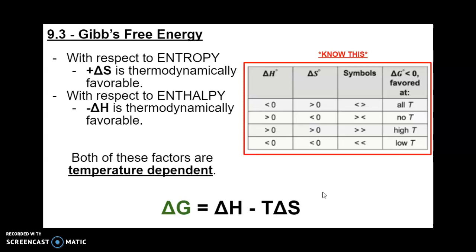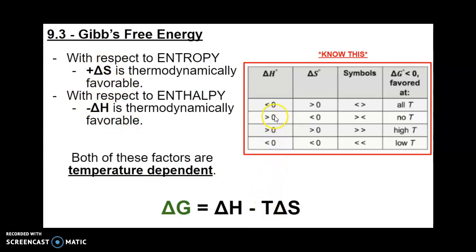So if we look at the first insert here, we can see that a negative or less than 0 enthalpy and a greater than 0 positive entropy is favorable at all temperatures. And that makes sense, because a positive delta S is thermodynamically favorable, and a negative delta H is thermodynamically favorable. So if we have both factors being favorable, it doesn't really matter what temperature we're at.